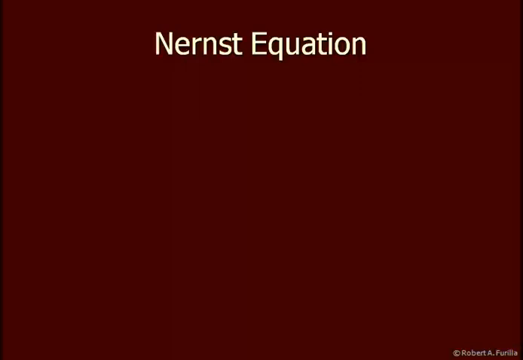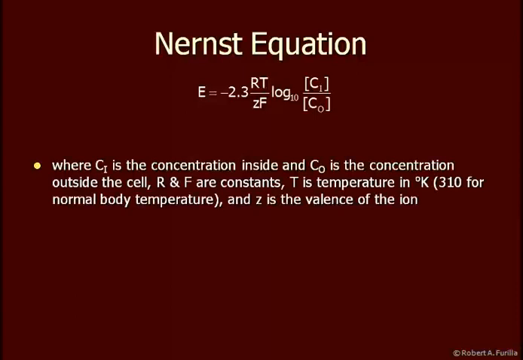The next thing to talk about is the Nernst equation. The Nernst equation says that the potential equals minus 2.3 times some constant R, which is our universal gas constant, times temperature in degrees Kelvin, divided by Z, which is the valence or outer shell electrons, and F is Faraday's constant, times the log of the concentration of the substance we're looking at on the inside divided by the concentration on the outside. So here we have the key for these.